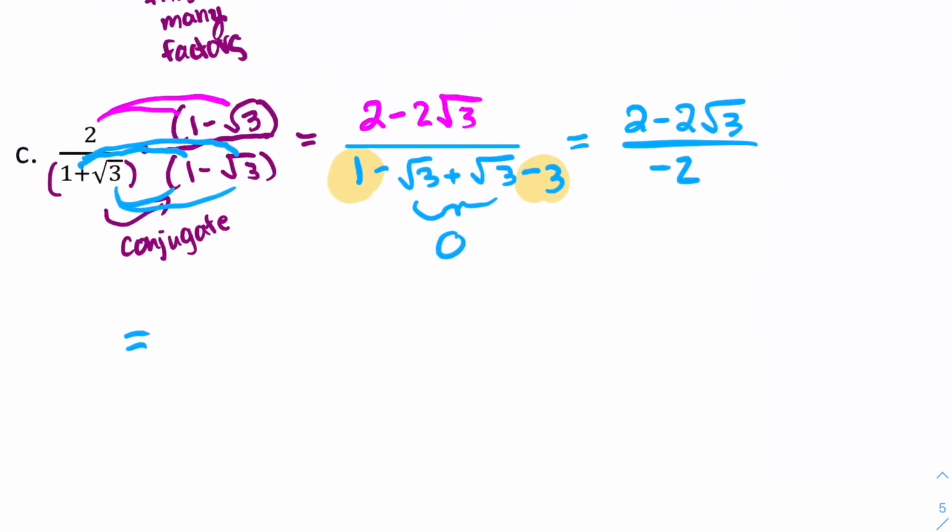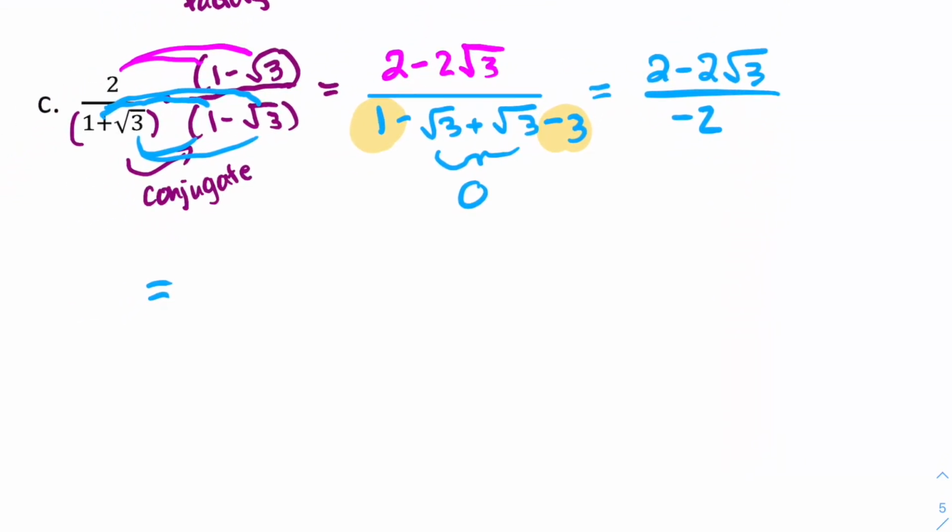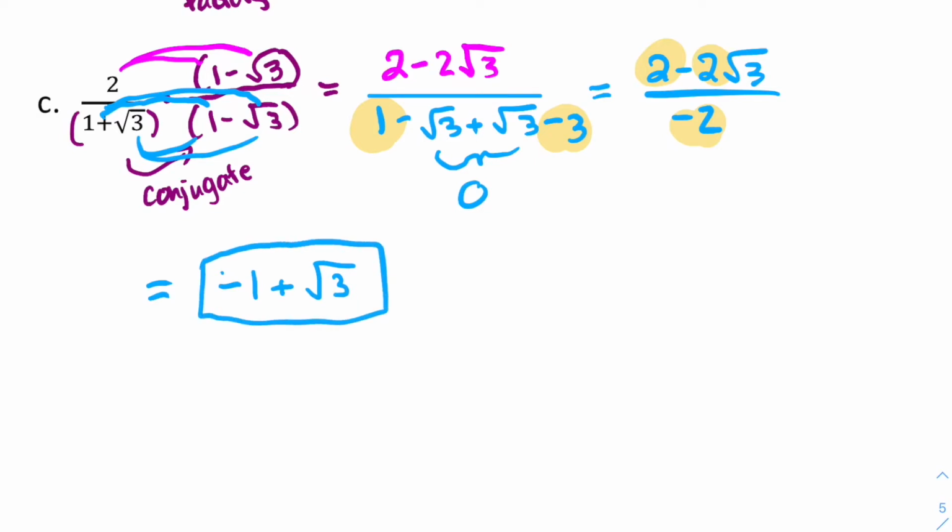I have a common factor between all of those terms, so I could go ahead and divide everything by negative 2 and just end up with 2 divided by negative 2 is negative 1, plus, since you have negative 2 divided by negative 2, 1 square root 3.